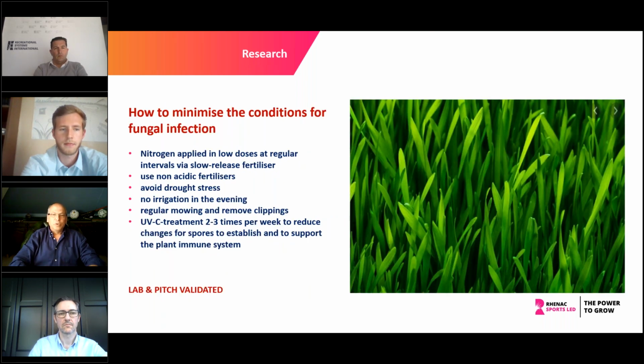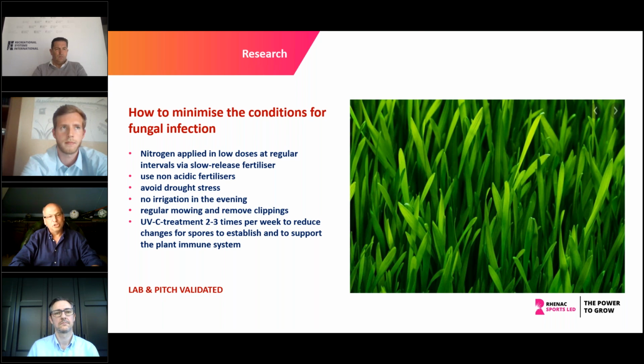So if you know how the conditions are created for a fungus, you would think it would be easy to minimize those conditions by, for example, applying nitrogen in lower doses and at more regular intervals. So basically measure what the plant really needs and apply that, rather than give it a boost and wait for 3 months for the grass to live on that boost. Use non-acidic fertilizer, for example, and avoid drought stress.